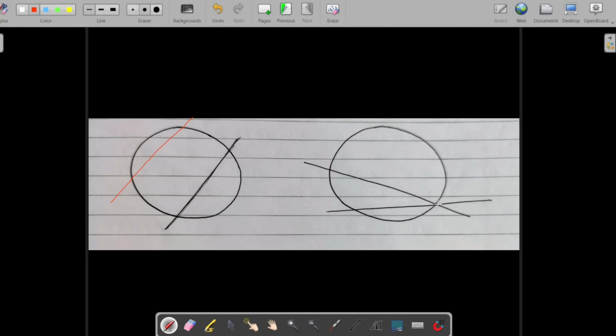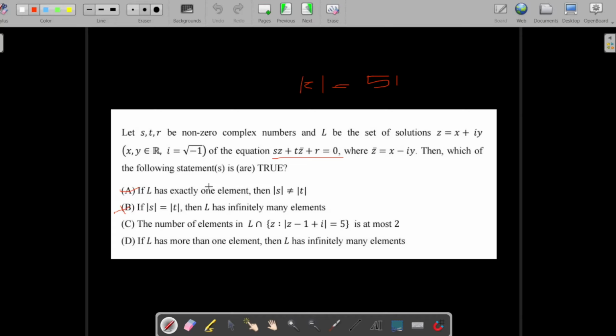So either they can intersect at exactly one point, when the point of intersection of those two lines lies on the circle, or they can intersect at 2 points when we have coincidental lines, or L represents coincidental lines. So the number of elements is at most 2. It can be either 1 or it can be 2. The third possibility is not even possible. So this is correct. And finally we have, if L has more than one element, then L has infinitely many elements. Simple logic. If two parallel lines have more than one solution, it means they are coincidental lines, so they will have infinitely many solutions. So this is also correct.